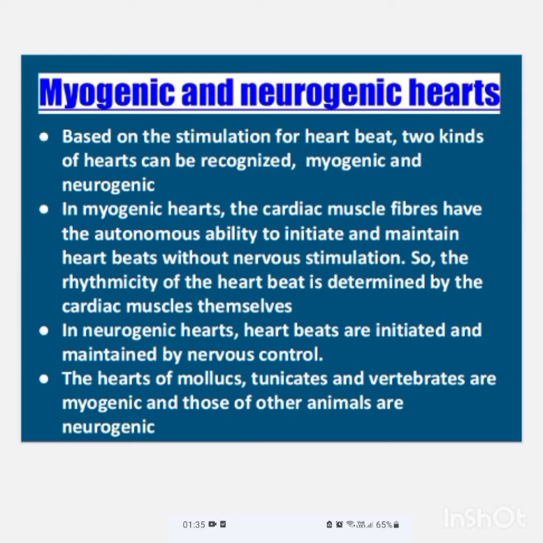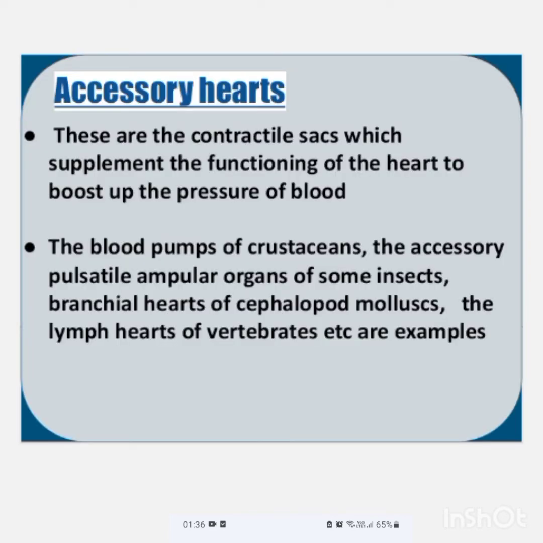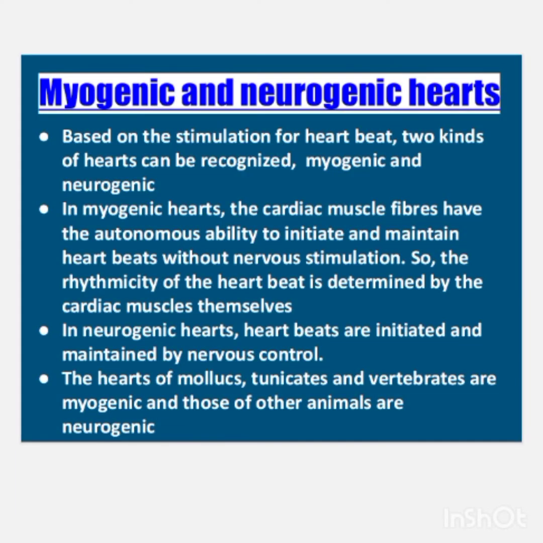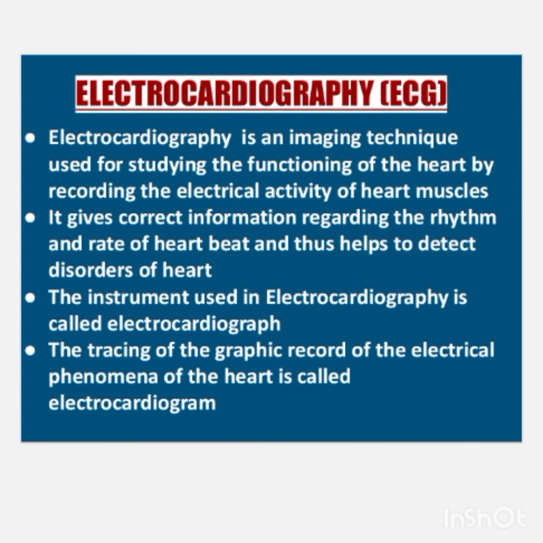In neurogenic hearts, heartbeats are initiated and maintained by nervous control. The hearts of molluscs, tunicates and vertebrates are myogenic and those of other animals are neurogenic. That's all about types of heart. Next we discuss electrocardiography or ECG.